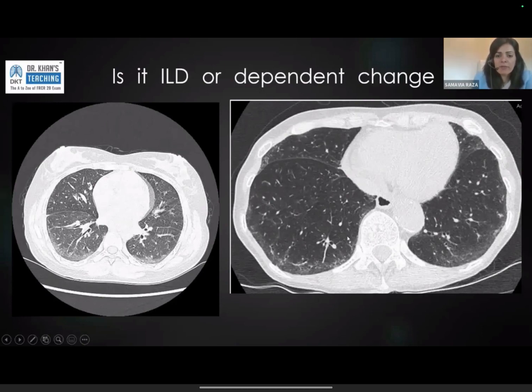The first step would be to recommend a prone scan, because on a prone scan this should improve or resolve, and that would tell you whether this is a dependent change or ILD. But it's certainly worth asking yourself that question when you see the changes. If you see changes, look for them anteriorly and laterally. If you can't find anything, ask yourself, is this all just dependent change? Am I overcalling ILD?